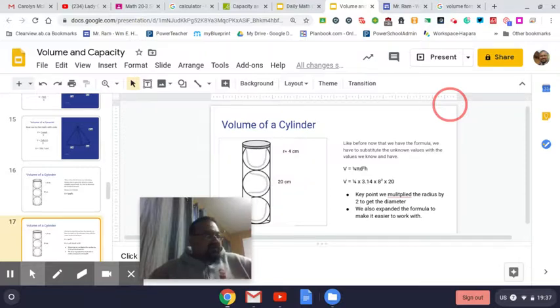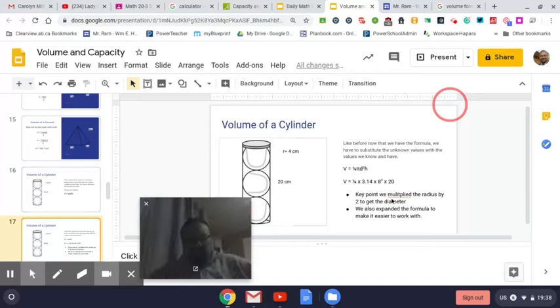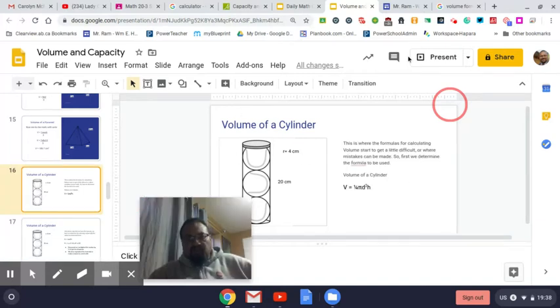I think we are almost done, at least in terms of videos for volume. So now we're moving on to the volume of a cylinder. Now, in the background, you'll see the picture is the same in terms of one I've used before.